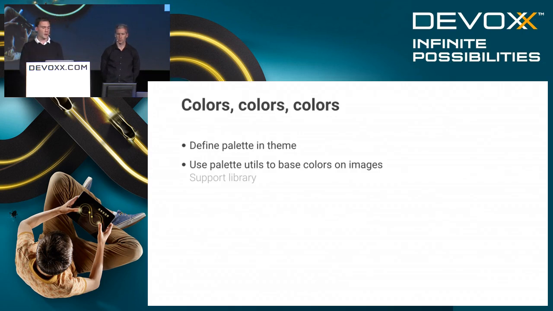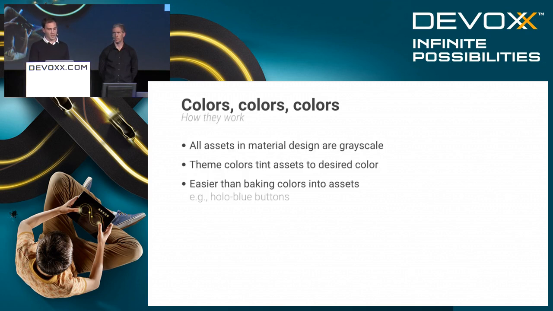Speaking of colors, you can now define a palette in your theme. By default, material design comes with its own palette, but it's highly recommended you override that palette. It's great for branding your application. You can also use a utility in the support library called Palette to extract color information from existing images or bitmaps. The way this works is that in material design, all the assets by default are in grayscale, and the colors you define in the themes are just used to tint those assets using existing APIs that we have on Android. So we have color filters and various ways of tinting assets.